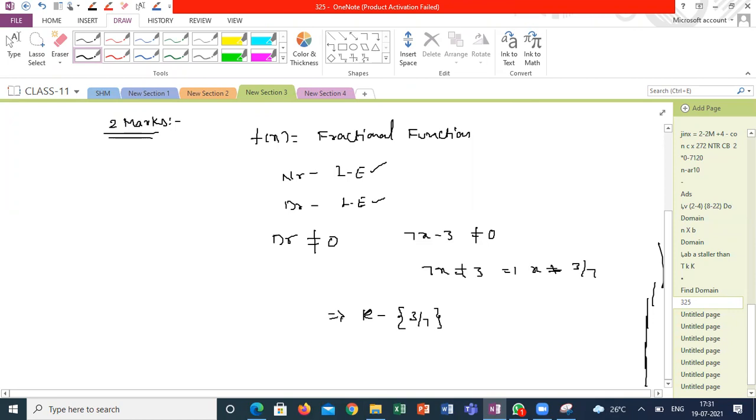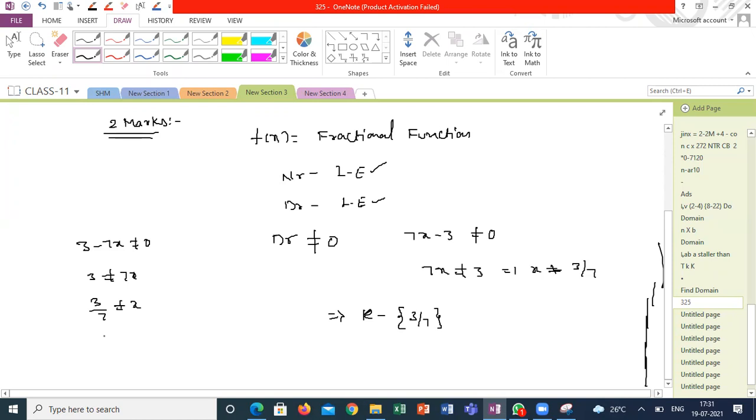This is how we can discuss. Sir, what if the same question was given, but instead of 7x minus 3, it was 3 minus 7x? If he is giving 3 minus 7x, just follow the algebra. Denominator can't be 0, same expression 3 minus 7x can't be 0, 3 can't be 7x. So 3 by 7 can't be x, same.